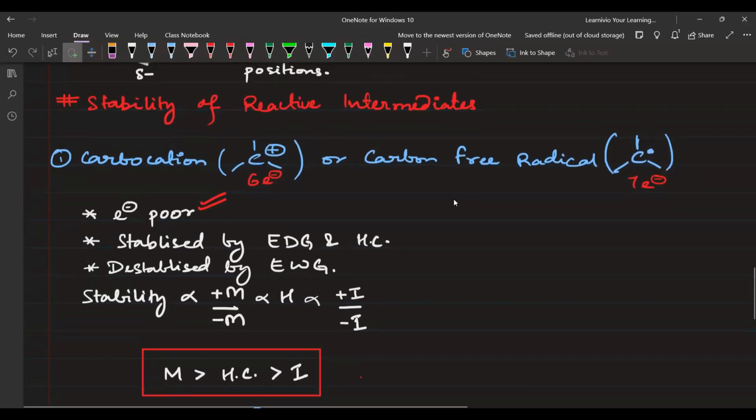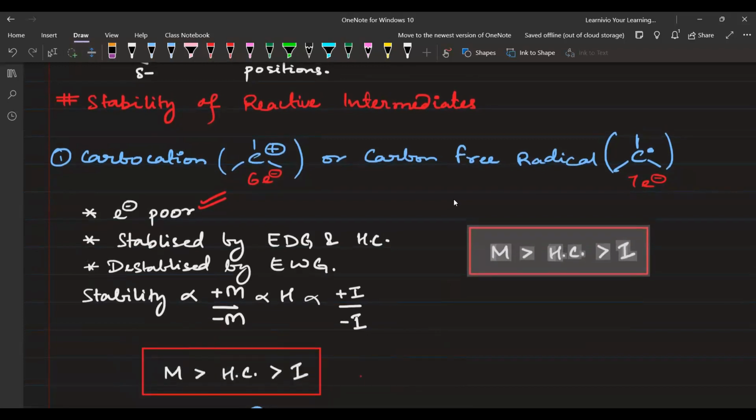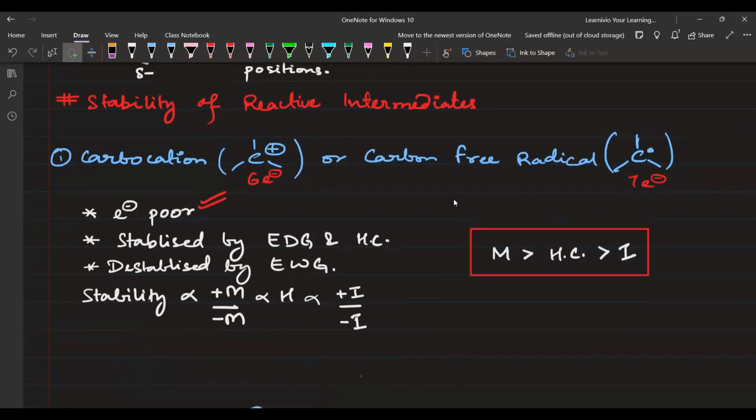ठीक है, इसको तो आप लोग लिख ही लीजिएगा. Mesomeric and then hyperconjugation and then inductive, है ना? For a molecule which is having a mesomeric effect and inductive effect, we are going to check the mesomeric effect first. Then only we are going to see the inductive effect. Fine. Does this make sense? The 4 points. Yes or no? Please tell me.